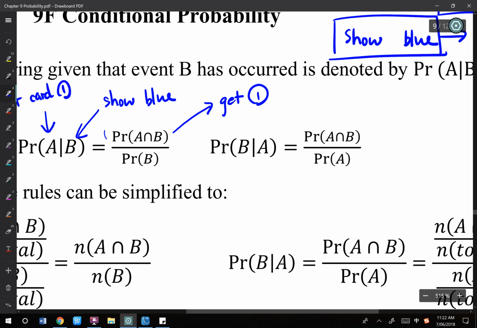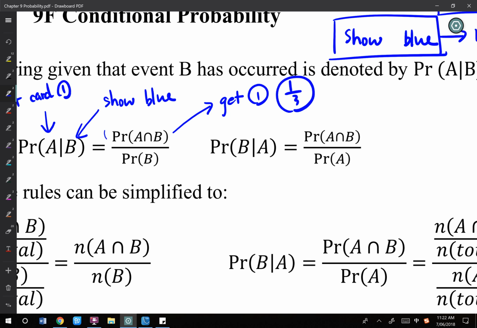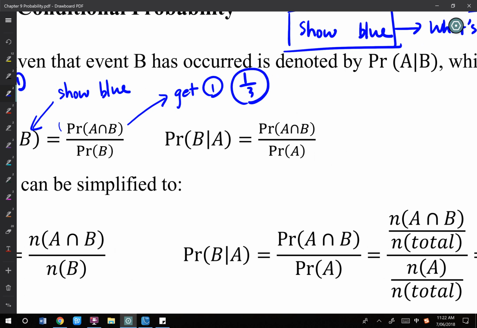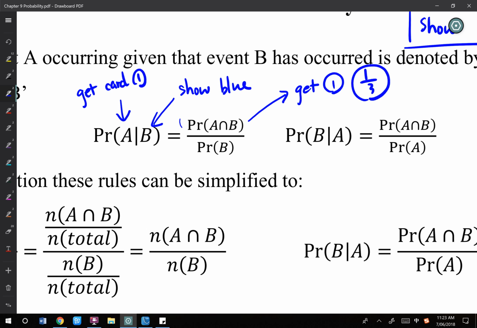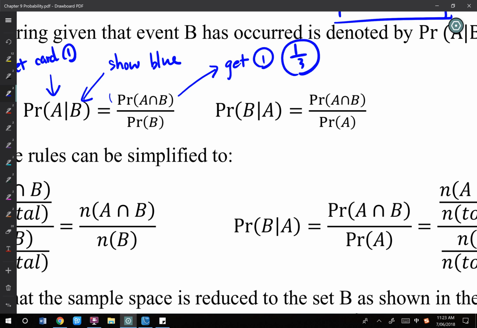Well, remember, the probability to get card 1, just randomly getting card 1, is a third. Just randomly get a card, so that's a third. Now I want to talk about show. I pick a card and this card can show blue. This is the probability I want for B, because B is showing blue on the table. What's the probability of showing blue on the table?